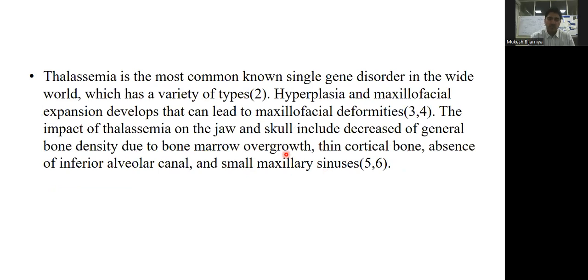Thalassemia is the most common single gene disorder in the world, which has a variety of types. Hyperplasia and maxillofacial expansion develop that can lead to maxillofacial deformities. The impact of thalassemia on the jaw and the skull includes decrease of the general bone density due to bone marrow overgrowth, thin cortical bone, absence of the inferior alveolar canal, and small maxillary sinus.